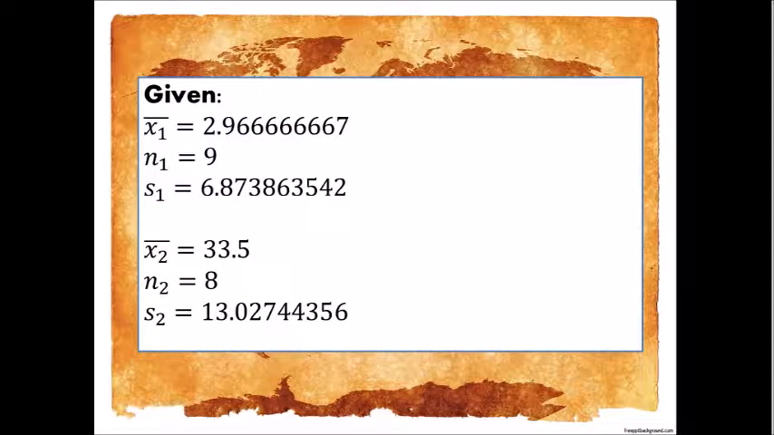So moving on, here are the given, which are the results that are taken from the raw data table. Given: mean sub 1 is equal to 29.666666667. N sub 1 is equal to 9. S sub 1 is equal to 6.8738635542. Mean sub 2 is equal to 33.5. N sub 2 is equal to 8. S sub 2 is equal to 13.027444356.